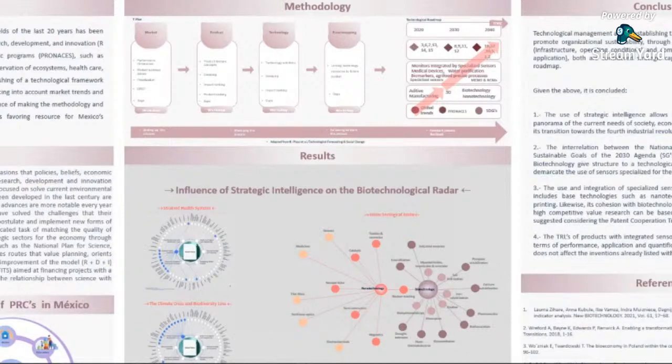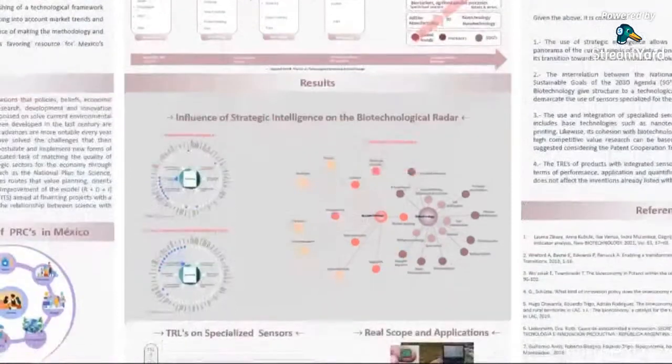Referred with this methodology, we propose the technological roadmaps oriented by the sustainable goals of the 2030 agenda by the UN, and the results define 2 different specific topics. The first one is strengthening health systems, and the second is the climate crisis and biodiversity loss.